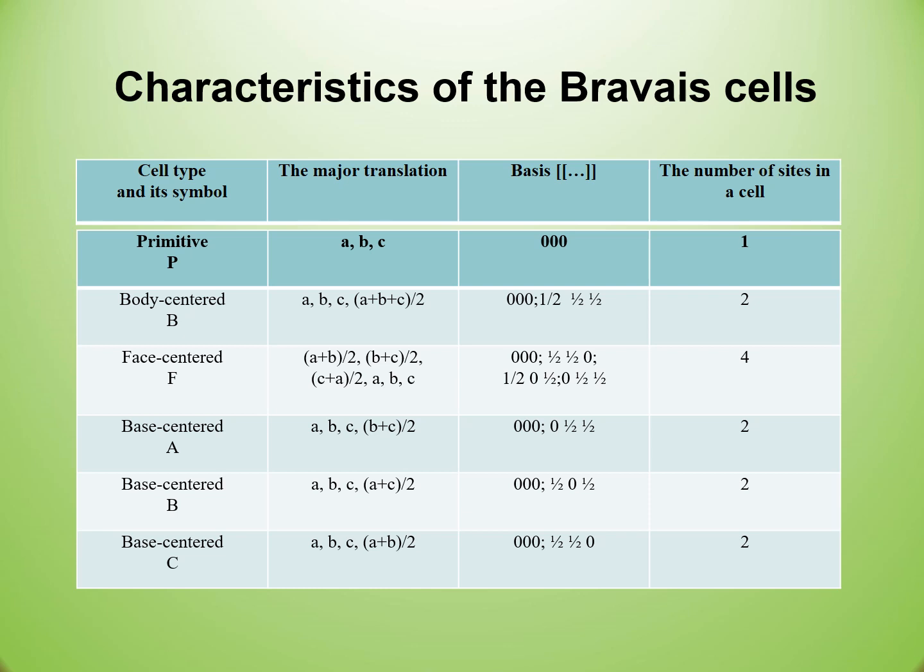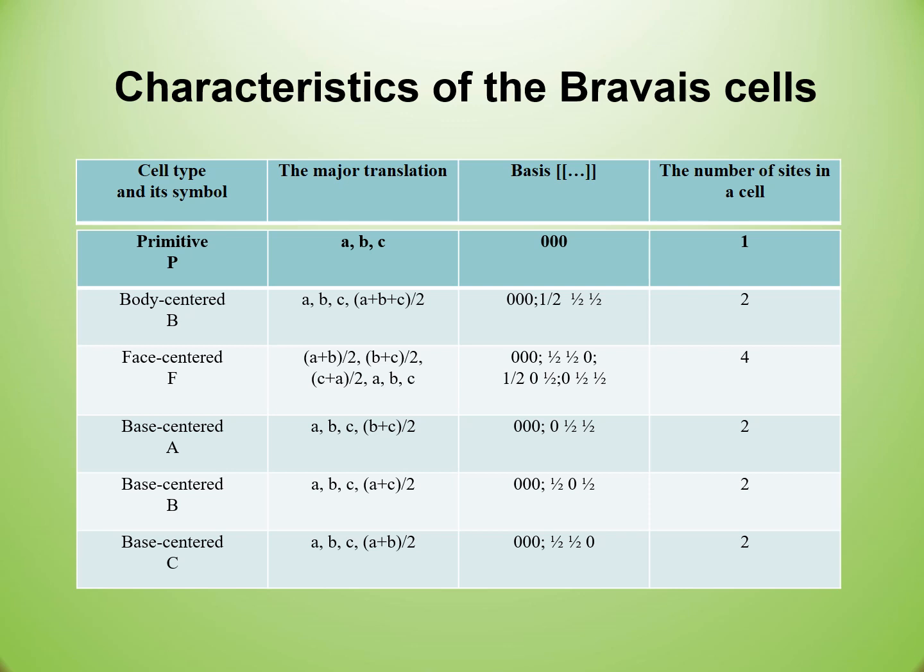The entire crystal structure can be obtained by repeating the unit of the basis, the set of translations of the Bravais lattice or cell, and in this case the origin is selected at the top of the cell and coordinates of the sites are expressed as a fraction of the elementary translations A, B, C. And in these tables you can see the major translations for each type of Bravais cells.